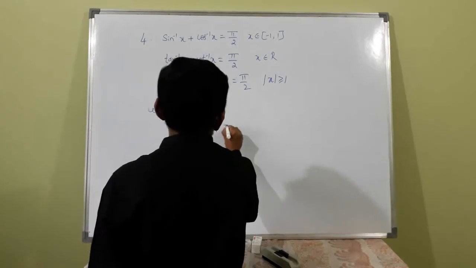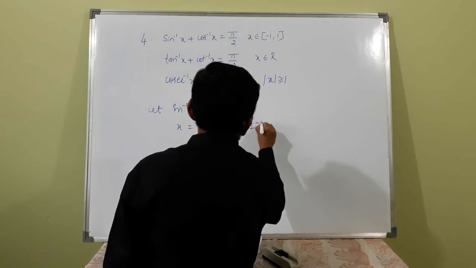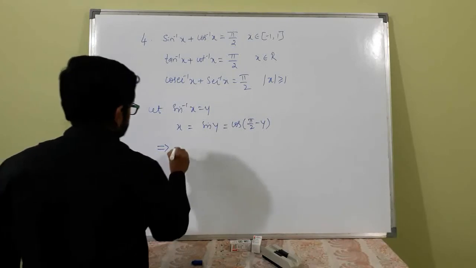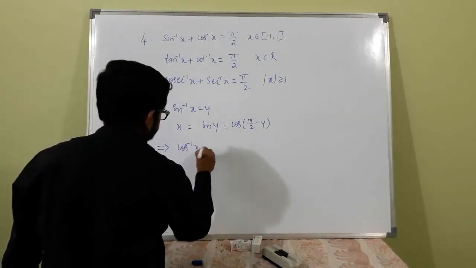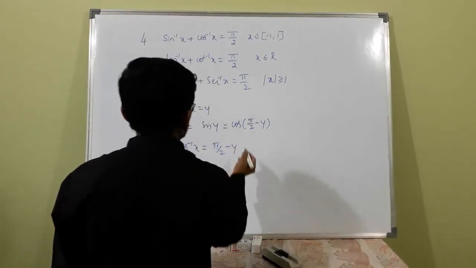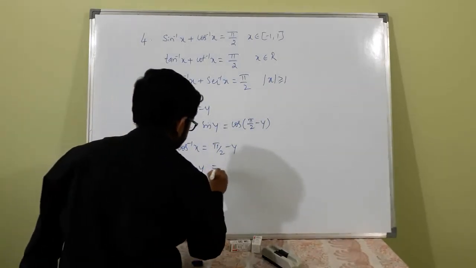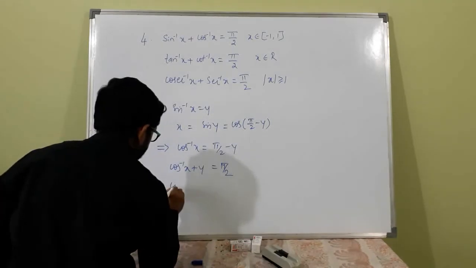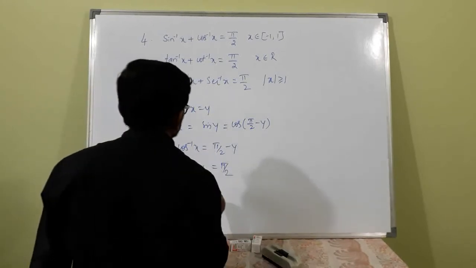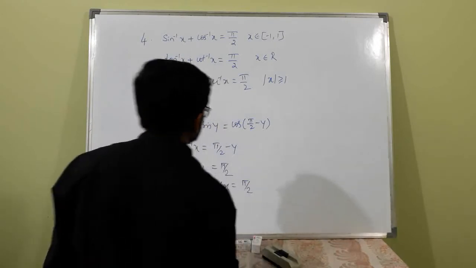This is same as cos of (π/2 minus y). This implies cos inverse x. If you take cos inverse of (π/2 minus y), what is y? y is cos inverse x, so cos inverse x plus y, or cos inverse x plus sin inverse x, is equal to π/2.